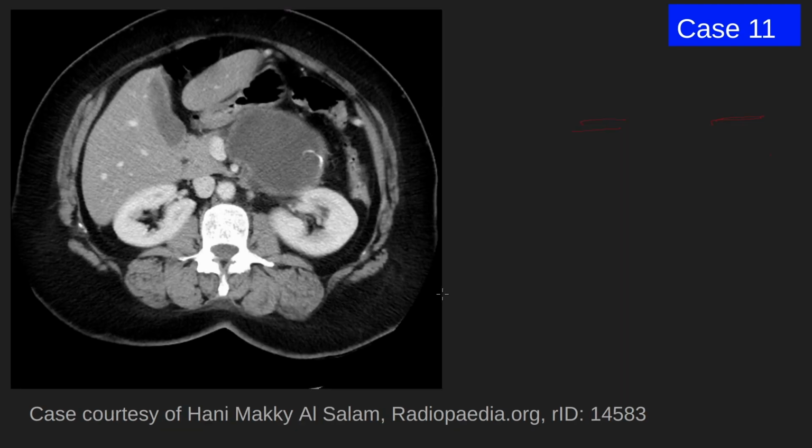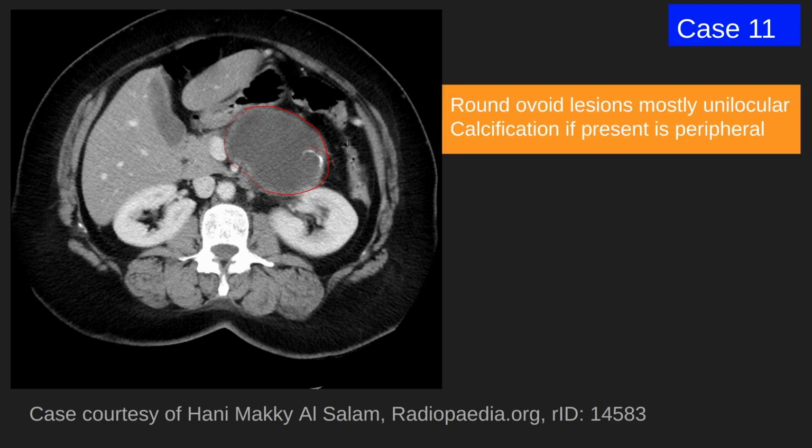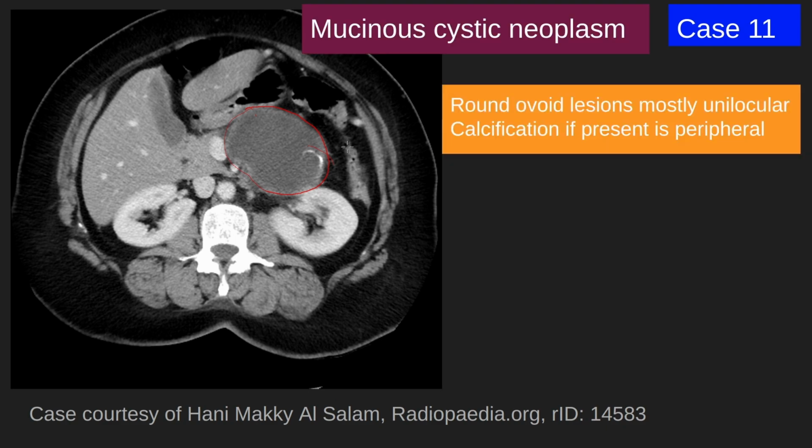So this patient is a middle-aged female in her 40s and presents with abdominal pain. This is a contrast enhanced CT, and there is this cystic, well marginated mass with unilocular cystic appearance, and then there's this thin peripheral calcification. Considering the age, unilocular cystic appearance, and peripheral calcification, the finding is consistent with mucinous cystic neoplasm.